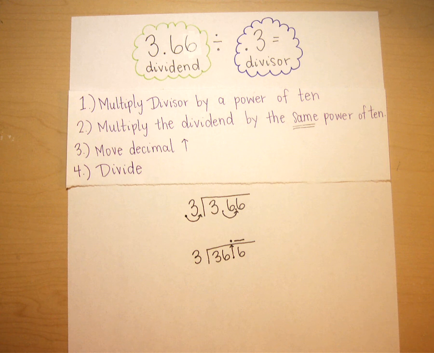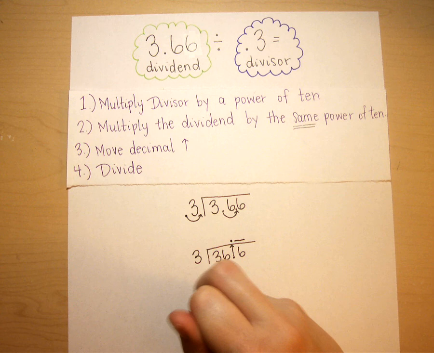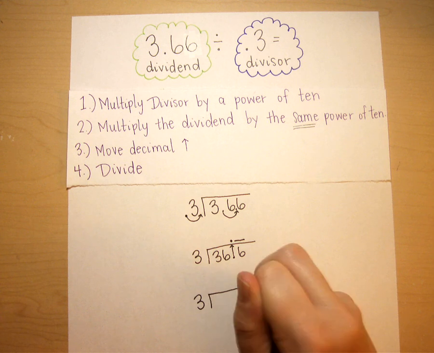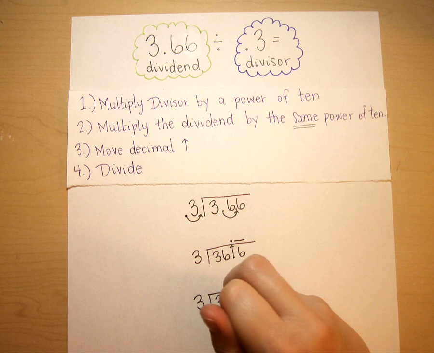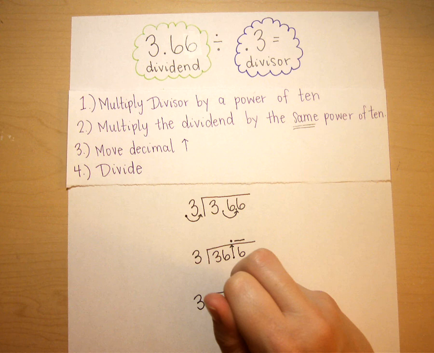So in the last problem that we did, we actually multiplied that decimal out. With this problem, we multiply that decimal, but then we move it up. Okay, so this is now turned into 3 divided into 366, but we know that decimal is sitting right up here.